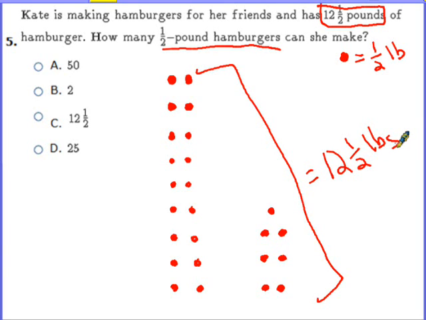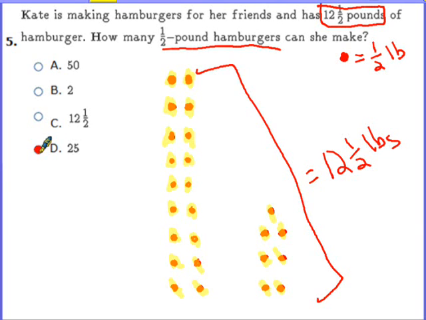So how many hamburgers did I make? Let me count them up. Got 1, 2, 3, 4, 5, 6, 7, 8, 9, 10. You could probably count this faster than I'm doing. 11, 12, 13, 14, 15, 16, 17, 18, 19, 20, 21, 22, 23, 24, 25. There's a total of 25 hamburgers there. So I would bubble in D.